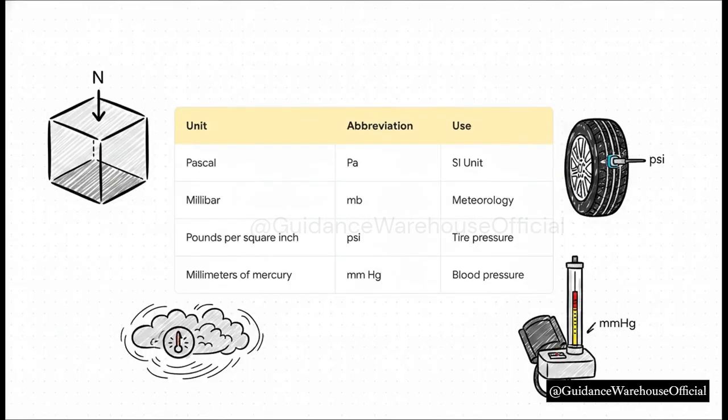So, how exactly do we measure this? Well, the standard metric unit, the SI unit for pressure, is called the Pascal, which is abbreviated as Pa. 1 Pascal is exactly equal to 1 Newton of force spread evenly over 1 square meter. Now, to be honest, 1 Pascal is a tiny, tiny amount of pressure. So in real life, you'll see a lot of other units too. Meteorologists use millibars for weather patterns. You've probably checked your car tires using PSI, or pounds per square inch. And if you've ever had a nurse take your blood pressure, they were measuring it in millimeters of mercury. But for us, in physics, the Pascal is our absolute gold standard.